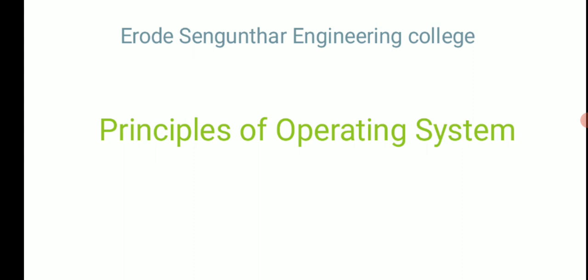Without OS, the system acts as a dummy, right? So OS is a very, very important one in a system. So we are going to see in-depth knowledge about OS in this video. We are going to see lots of principles, what all the technologies we are having, and what all the versions we are having. Those things we are going to see in this video.